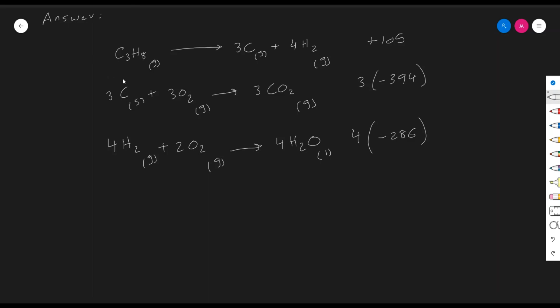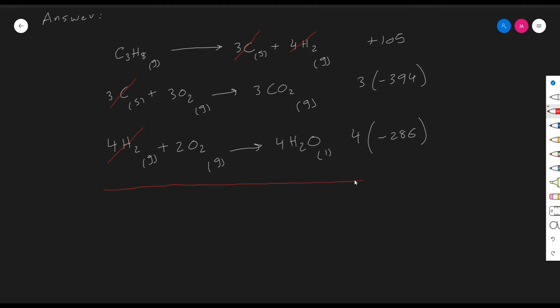Once again, any substances that are on opposite sides of the equations would cancel out. Thus, I have 3 carbon atoms here that would cancel out with 3 carbon atoms here. I have O2, I have 5 O2 here, nothing to cancel it on this side. I have 4 H2 molecules here, which would cancel out with 4 hydrogen molecules here. And nothing else would cancel or add up, except these two would add up because they're on the same side.